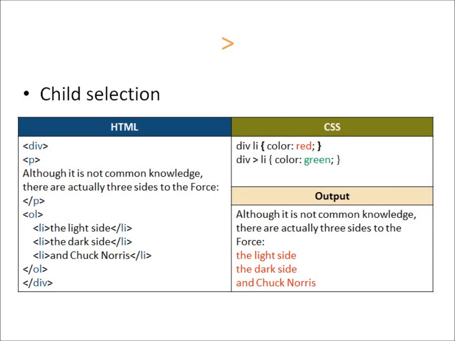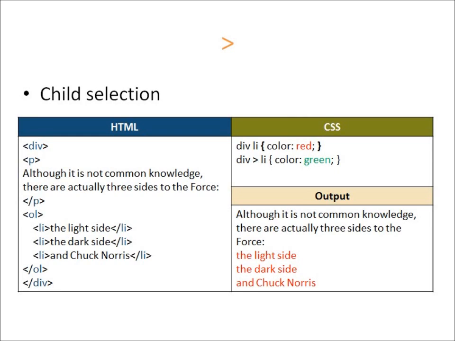Let's talk about the children. There's a couple of different ways of selecting children. You could do it just with a space. So div space li means take a look at the div tag and look for any list items that occur inside of that.